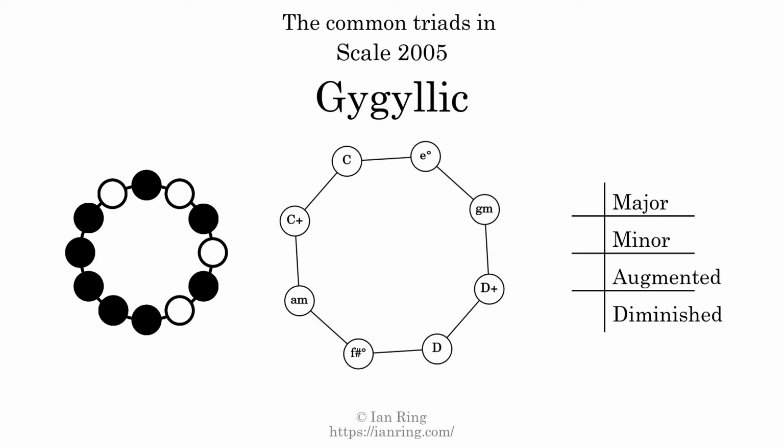The diagram in the center is a graph of parsimonious voice leading between triads. There are two major triads. There are two minor triads. There are two augmented triads. There are two diminished triads. Here is a Hamiltonian path of parsimonious voice leading that uses all the triads.